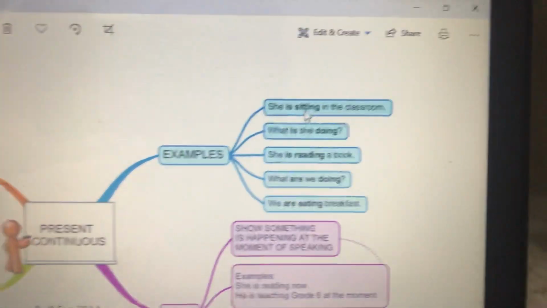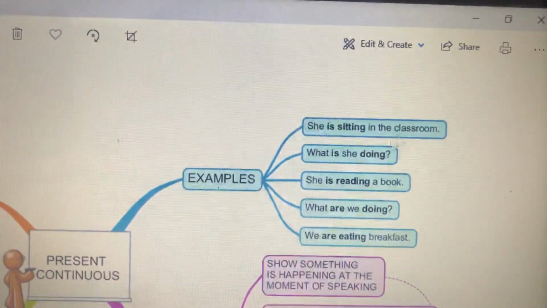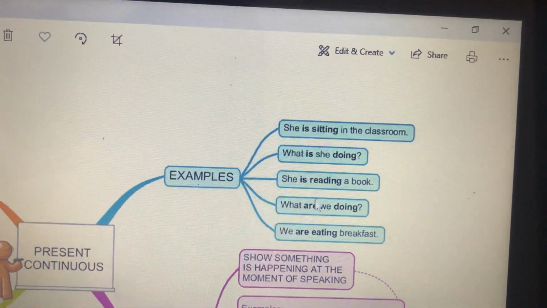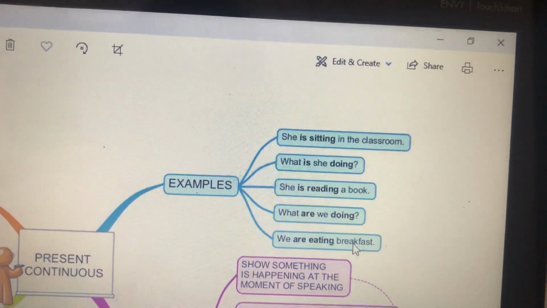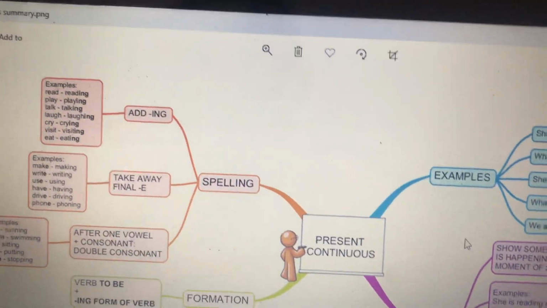She is sitting in the classroom. What is she doing? She is reading a book. What are we doing? We are eating breakfast. Let's take a look at the spelling rules.